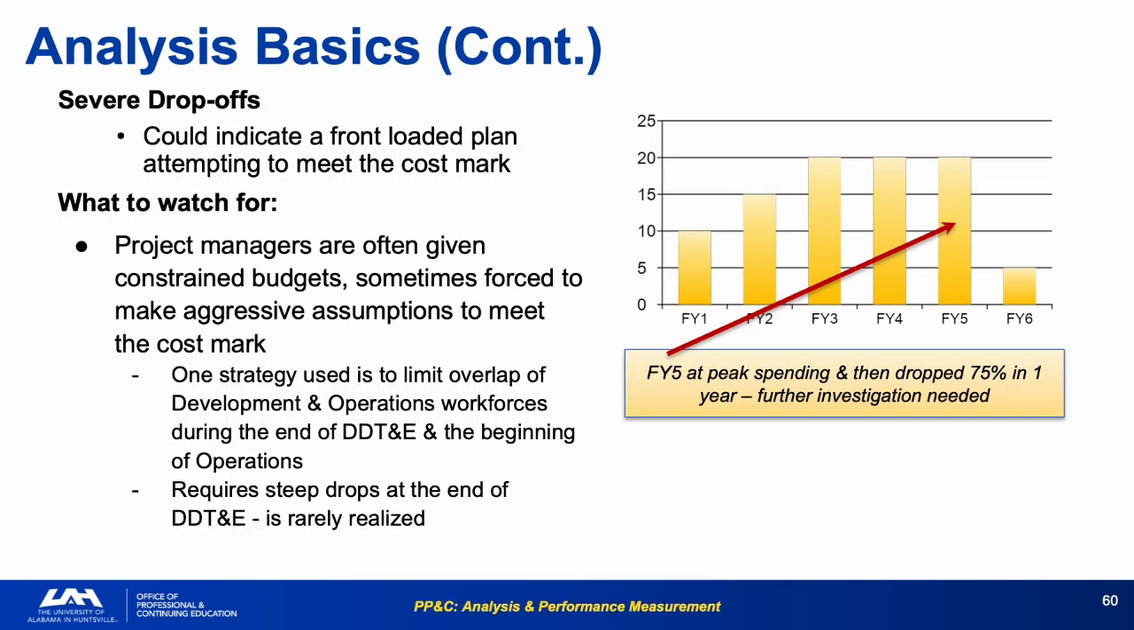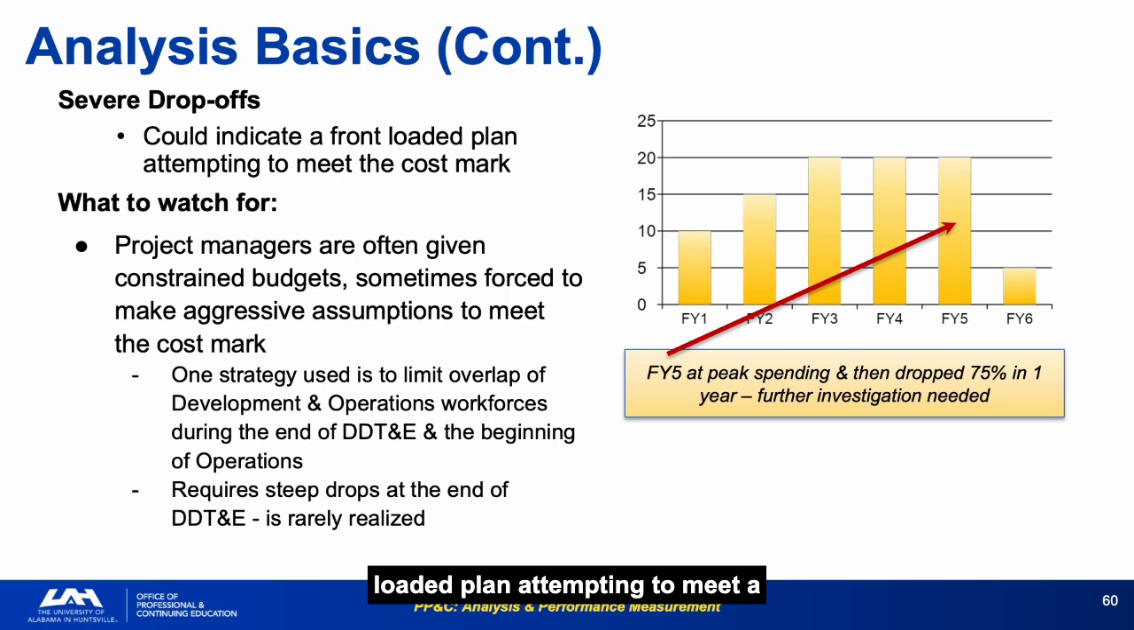Severe drop-offs could indicate a front-loaded plan attempting to meet a cost mark. FI5 at peak spending dropping 75% in 1 year warrants investigation. PMs are often given constrained budgets and forced to make aggressive assumptions. Limiting workforce overlap at the DD&E to operations transition is a common tactic. It is also one that is rarely realized.